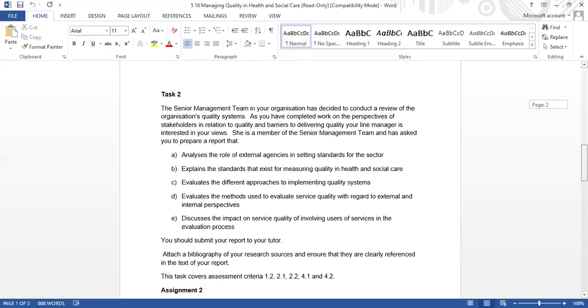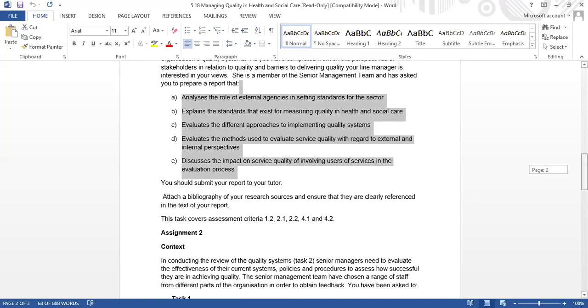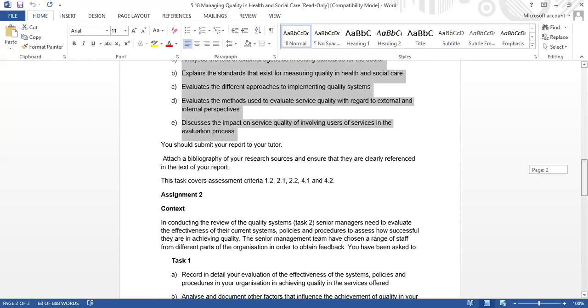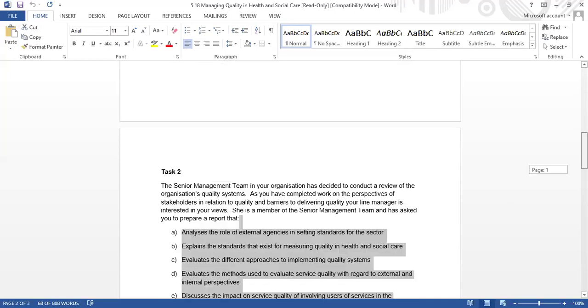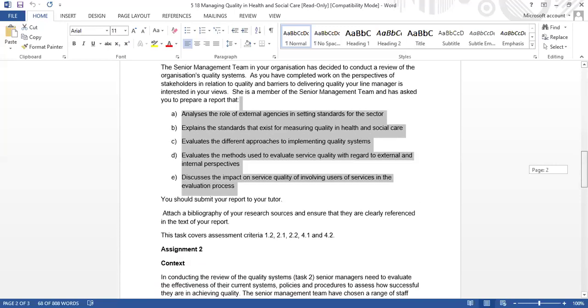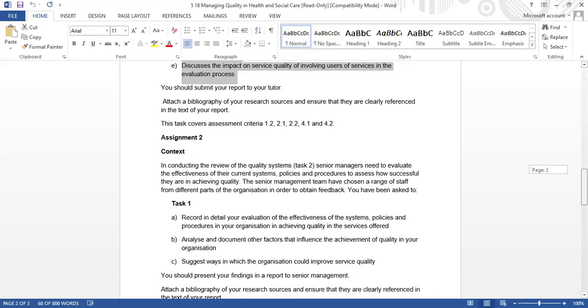Task 2 will be after the presentation. You've completed your perspectives, and then you've been asked to prepare a report. So you have these 5 points that you would have to complete in your report. We've talked in detail. You can have a look at the PowerPoint presentation. Any questions, please do feel free to email me, ask me.